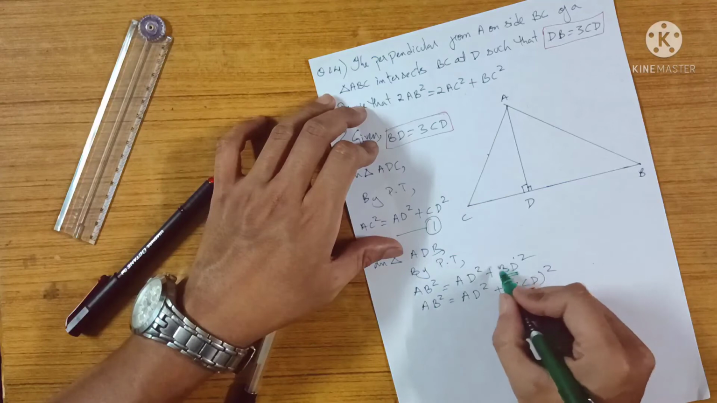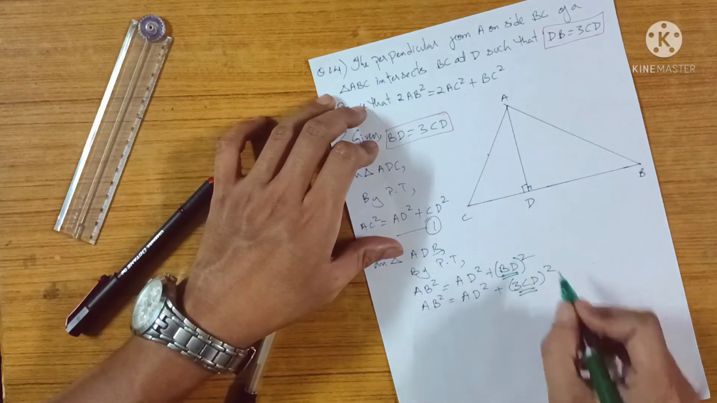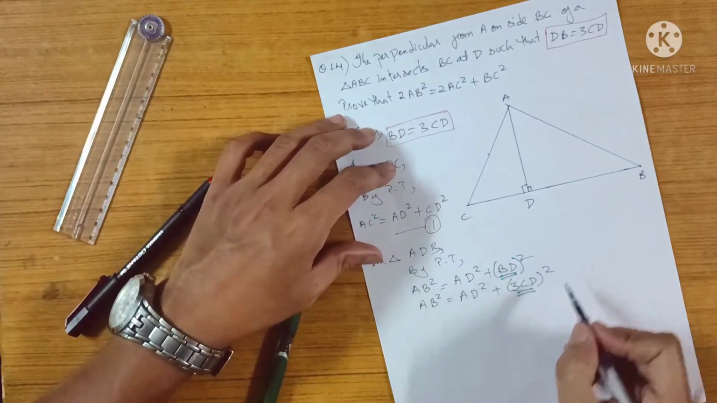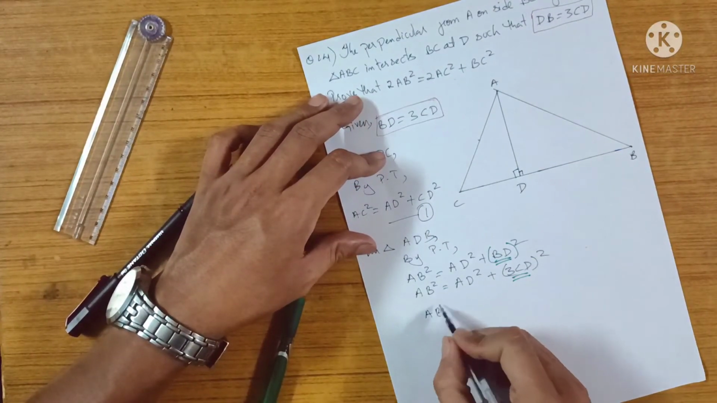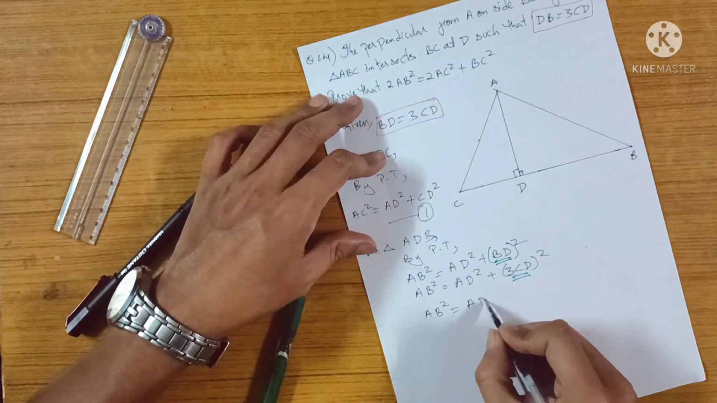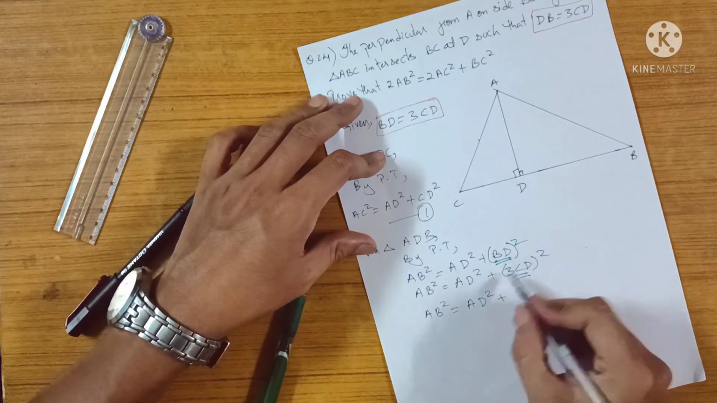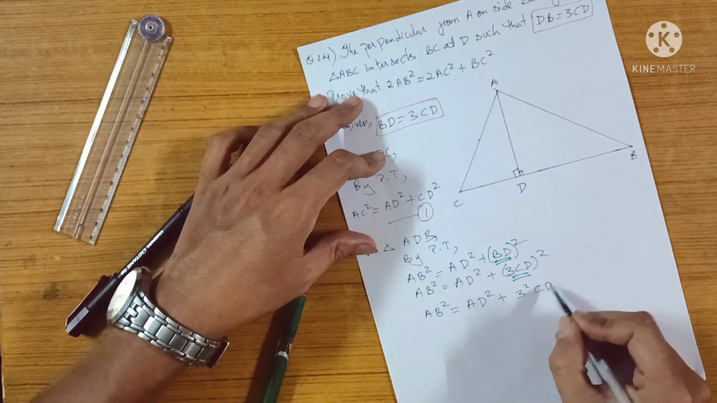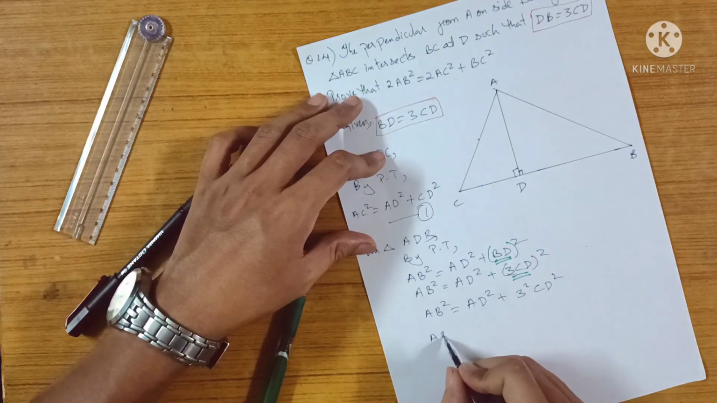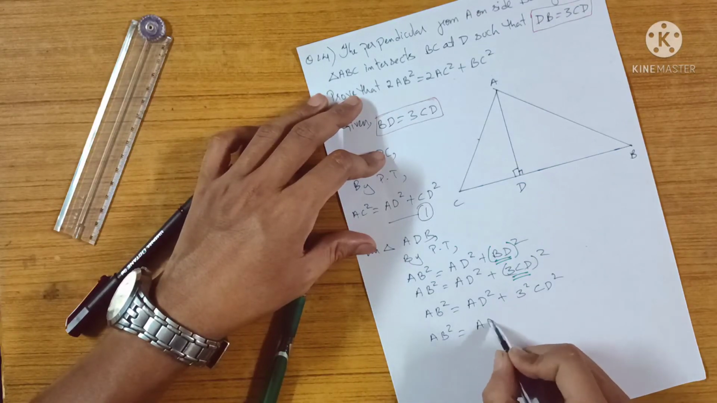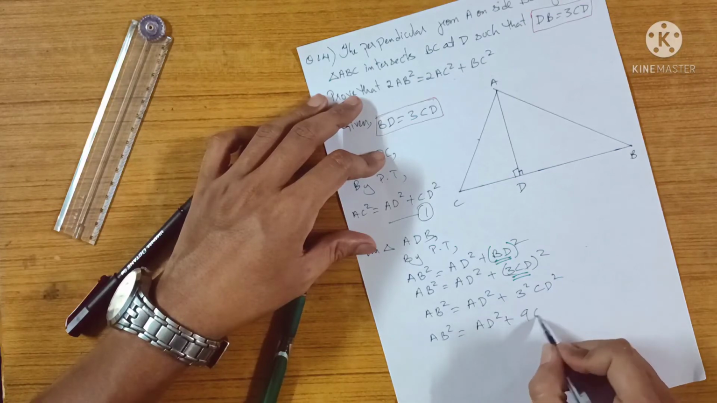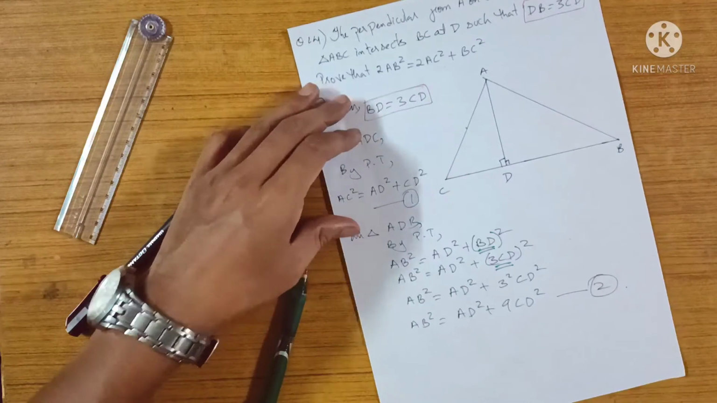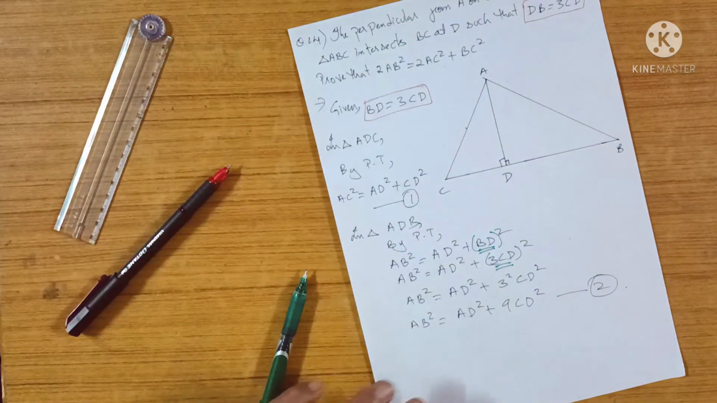See, instead of BD, I'm writing 3 times CD. So the square is not applied. See, square is outside of BD. So instead of BD, I'm writing 3 times CD. And since square is there, so I'm writing the whole square. So AB square equal to AD square plus, if I open the bracket, it will become 3 square and CD square. AD square plus 3 3 is 9 CD square. So let's keep this as equation number 2. Okay, so that's equation 1 and equation 2.